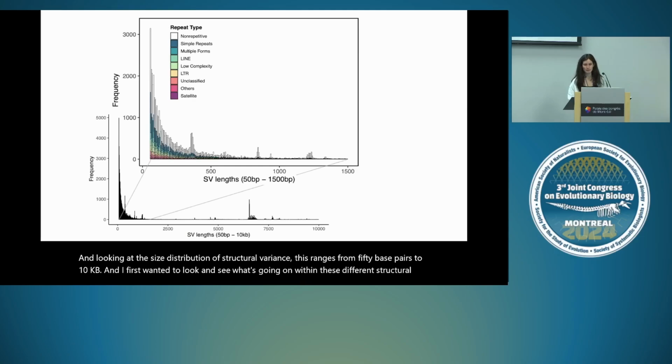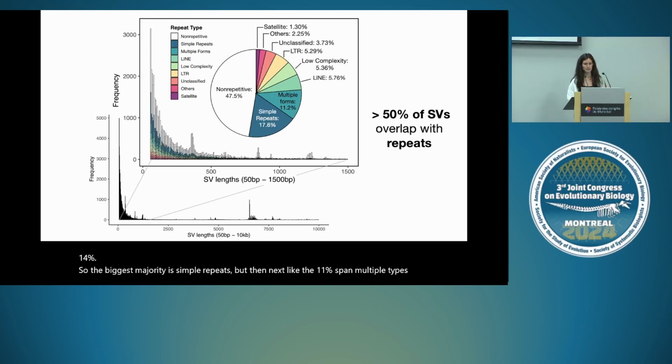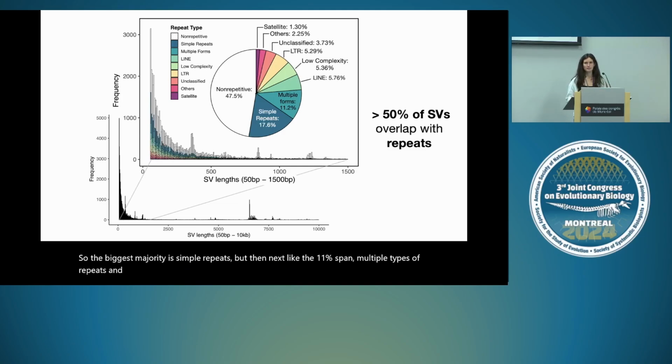So I looked at the repeat content, and I found that over 50% of structural variants overlap with repeats. This is compared to repeat content in the Hemitriccus being about 14%. So the biggest majority is simple repeats, but then next, about 11% span multiple types of repeats. And structural variants are thought to be formed more frequently in repetitive regions due to errors in DNA replication and repair, and this kind of supports that.